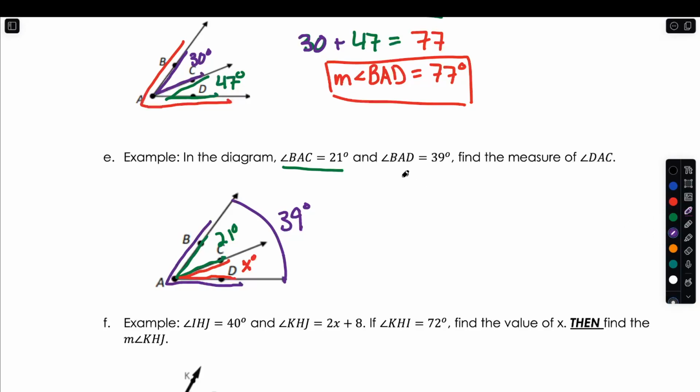Our bigger angle is 39. That's the entire thing. That's the whole. Minus part of my angle will give me the other part of the angle. So this is going to be 18 degrees. So measure of angle DAC is equal to 18 degrees.